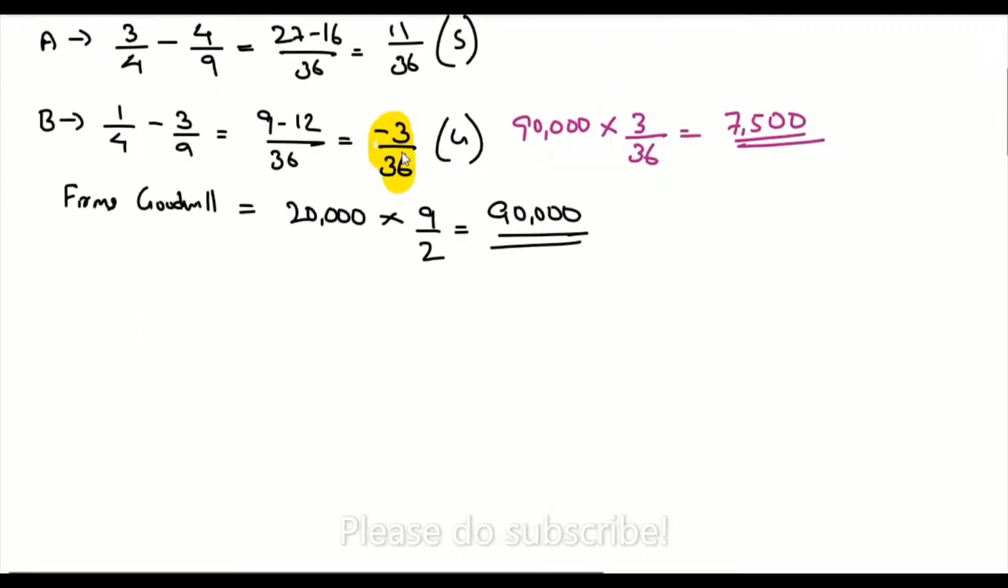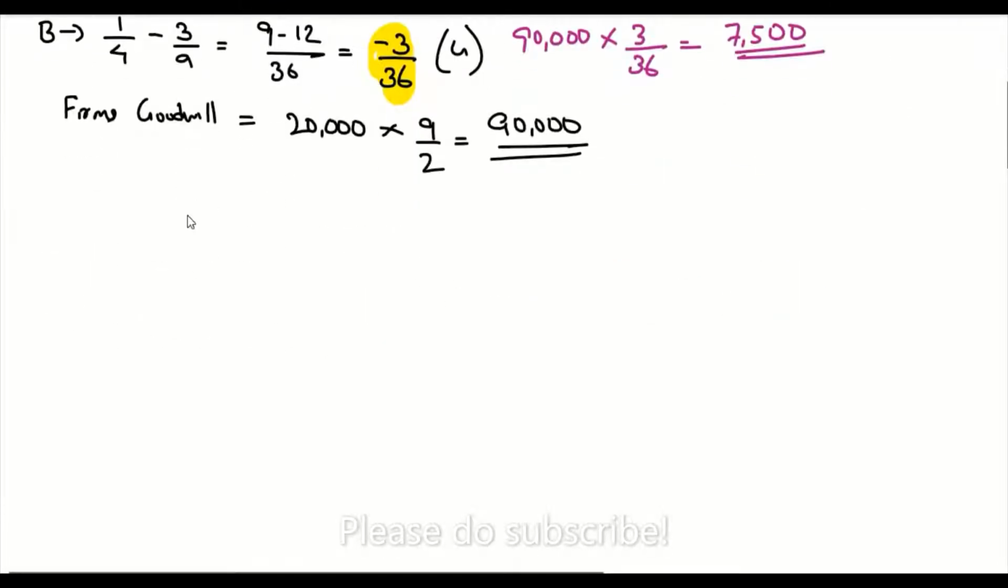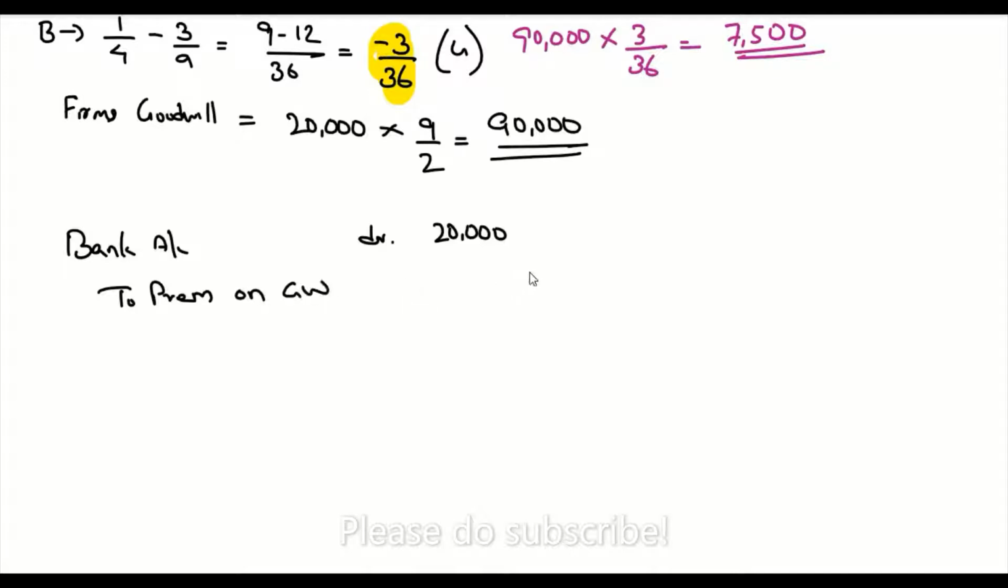Okay. Now we will move on to the journal entries. First journal entry is for the goodwill that is brought by C. So bank account debit 20,000 to premium on goodwill. This is the goodwill that is brought by C.